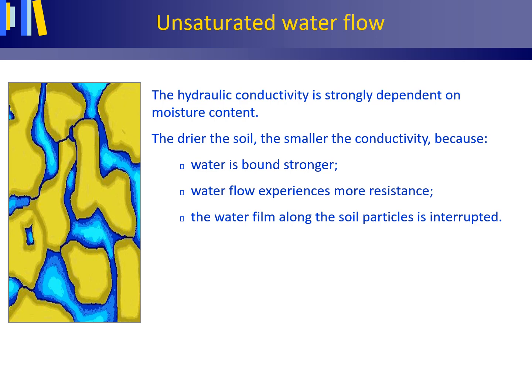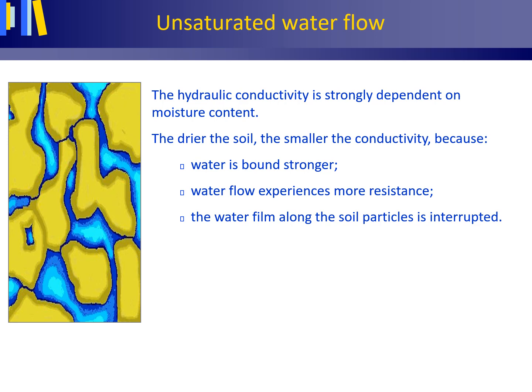The hydraulic conductivity is strongly dependent on moisture content. The drier the soil, the smaller the conductivity, because water is bound stronger, water flow experiences more resistance, the water film along the soil particles is interrupted. To quantify unsaturated water flow, we need to introduce a proportionality factor to account for differences in soil material, soil texture, and properties of the water, same as before for groundwater flow.